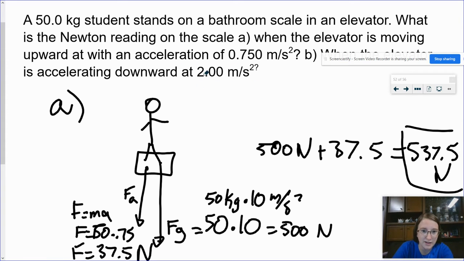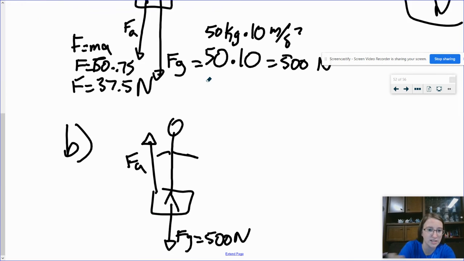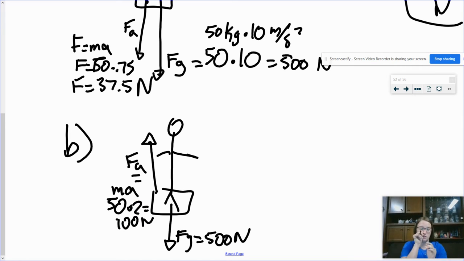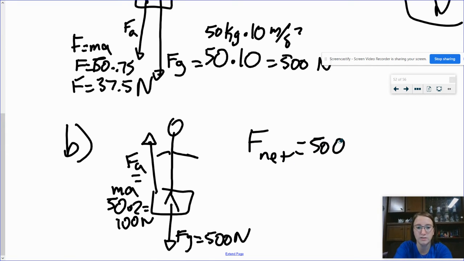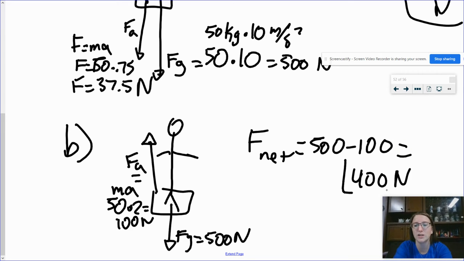So we have 2 meters per second squared as the acceleration. Mass times acceleration, 50 times 2 gives us 100 newtons pointing upwards. So you have 100 newtons pointing upwards, 500 newtons pointing downwards. What the scale is going to read is the net of those. So 500 minus 100, the scale is going to read 400 newtons.